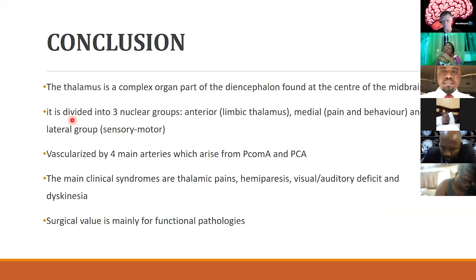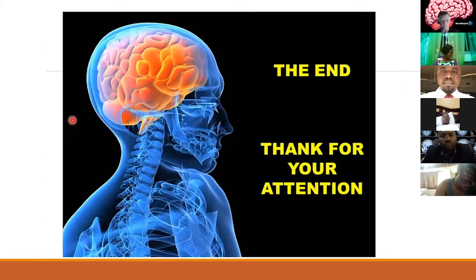It is vascularized by four main arteries, which arise from the posterior communicating artery and the posterior cerebral artery. The main clinical syndromes are thalamic pain, hemiparesis, visual or auditory deficit, and dyskinesia. The main surgical value of the thalamus is for functional pathologies. I thank you for your attention.